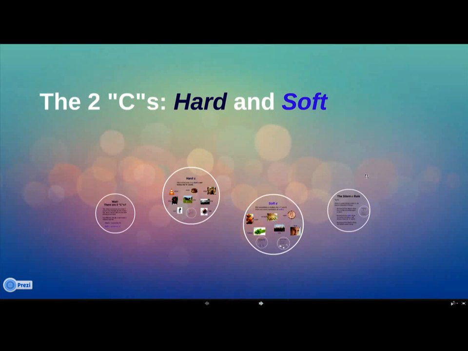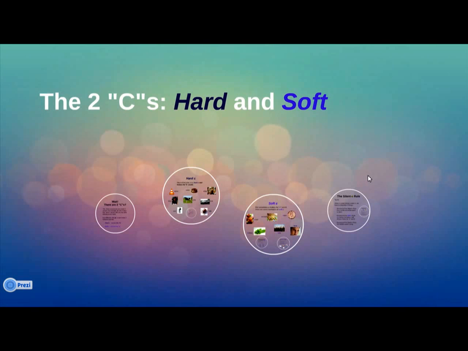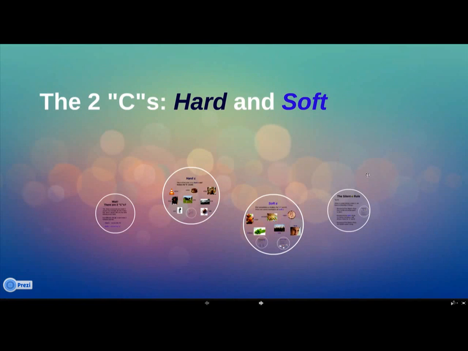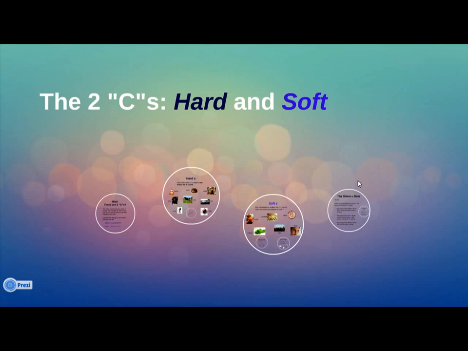Hi, this is Ms. Lick, and today we're going to be working on the letter C. This presentation is called the two C's, hard and soft. This is because the letter C can make two different sounds, which we will see are called the hard C and the soft C.